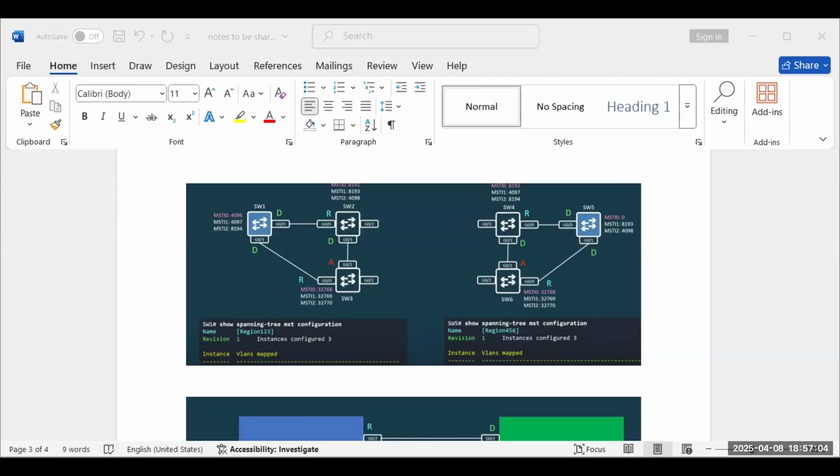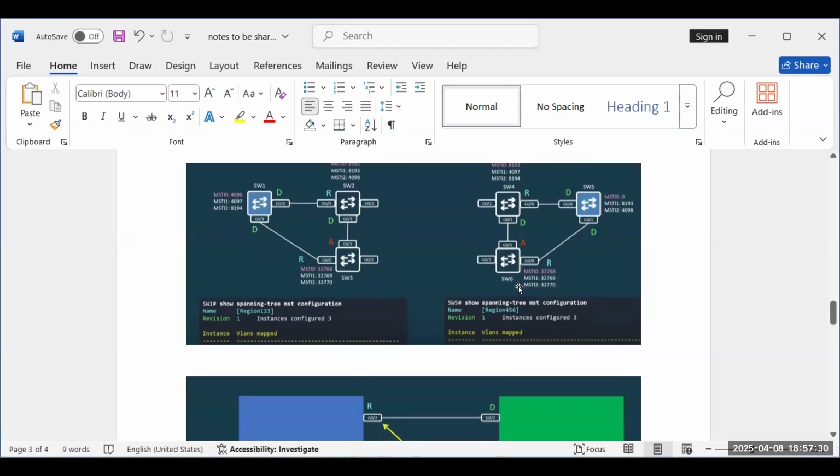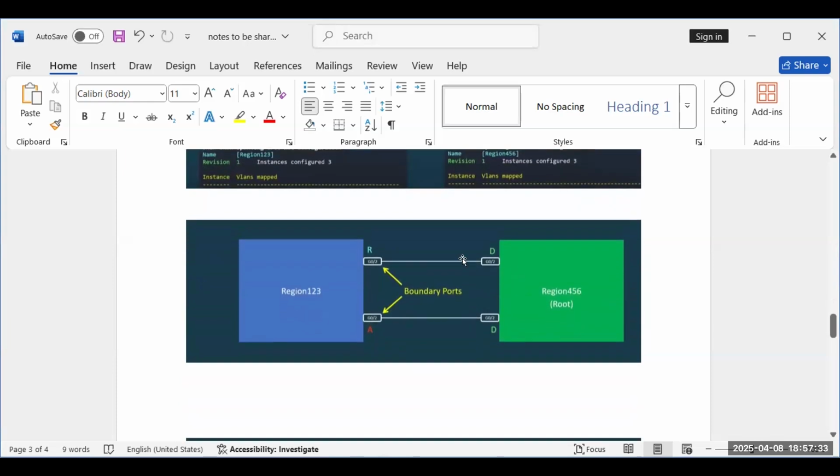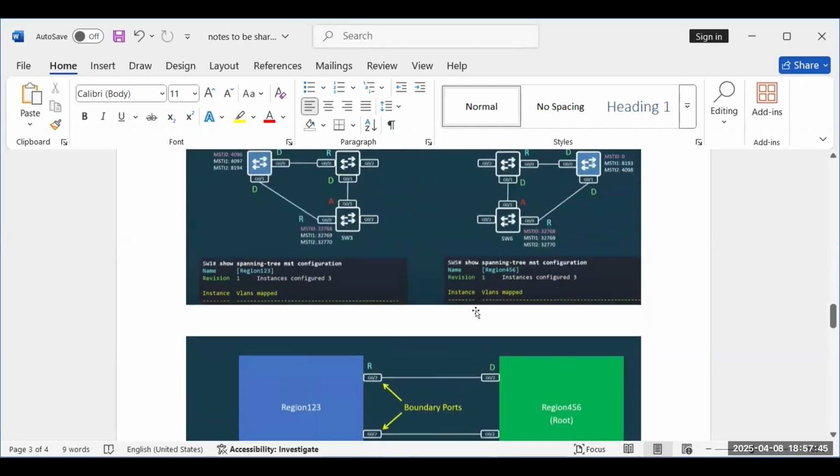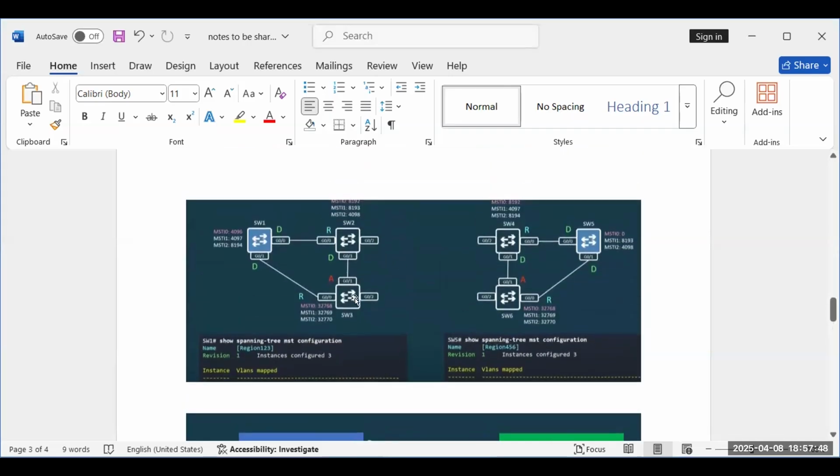So all these 6 switches belong to the same network, but logically we are splitting into 2 different regions, and mapping VLANs in 2 different instances. We have already split VLANs, right? Now the logical representation will look like this: region 123, region 456. And these are the ports which are connecting between the switches. So these gigabit interfaces are getting connected to each other.